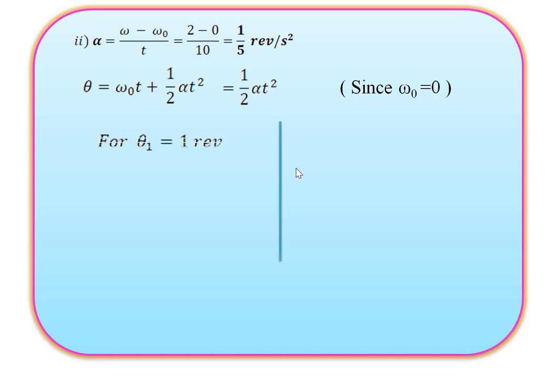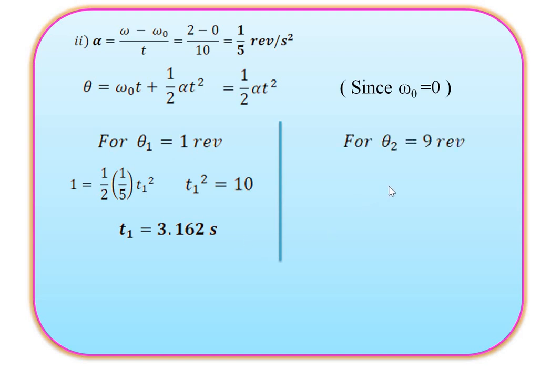So for the first revolution, θ1 is equal to 1 revolution. Putting the values in the equation, we get 1 is equal to 1/2 into α, that means 1/5, into t1². Taking the t1² term outside, we get t1² is equal to 10. Taking the square root, we get t1 is equal to 3.162 seconds. So for the first revolution, t1 is equal to 3.162 seconds.